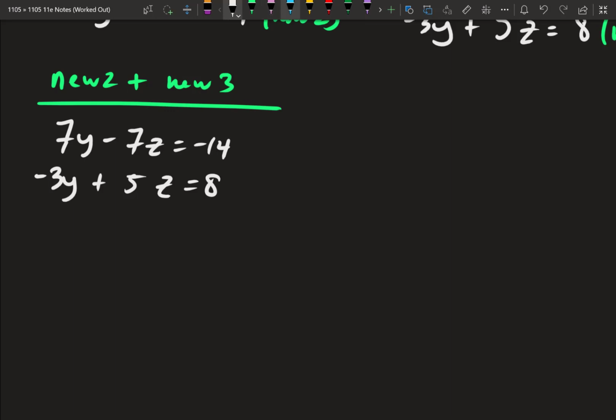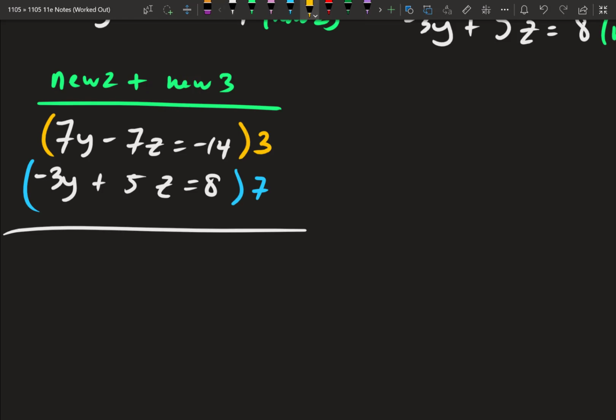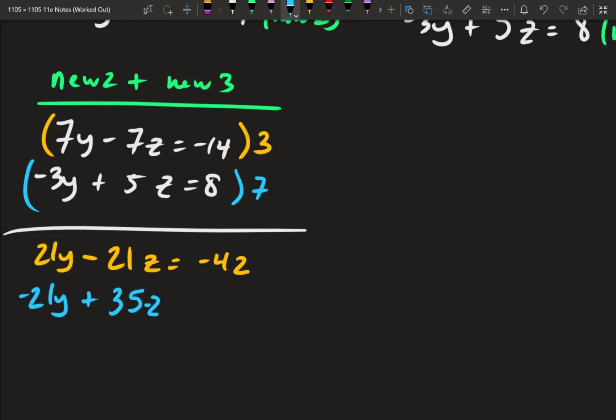They're already opposite signs, but they need to be the same number. So in order to make them the same number, I just multiply them by each other. So times 3, times 7. So we have 3 times 7y is 21y minus 3 times 7z is negative 21z. And negative 14 times 3 is negative 42. On the bottom we have 7 times negative 3y is negative 21y. 7 times 5z is positive 35z. And 8 times 7 is 56.